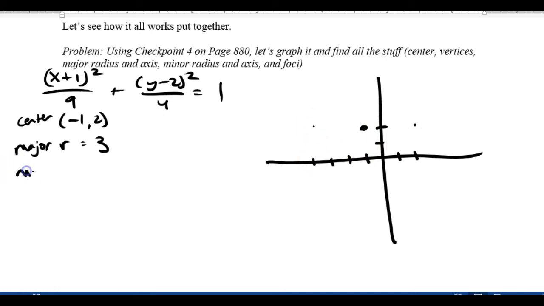Okay. Our minor radius will be the other one, in this case the vertical radius, or the y radius, which is 4. 4 is the y radius squared, so that's a minor radius of 2, so we're going up and down 2. I'll put this here and here. Okay. Now we can actually draw our ellipse.